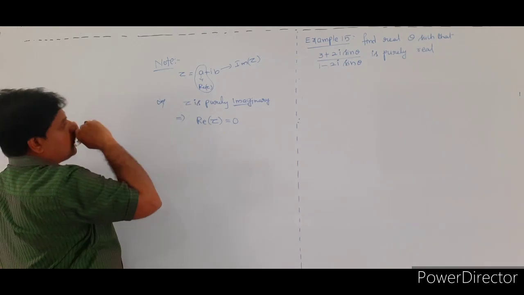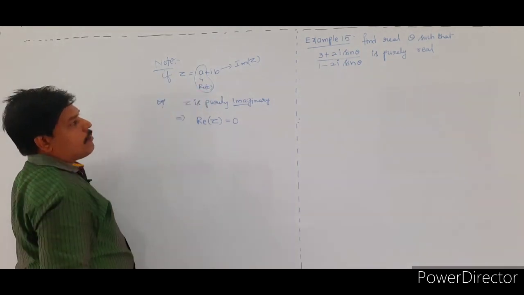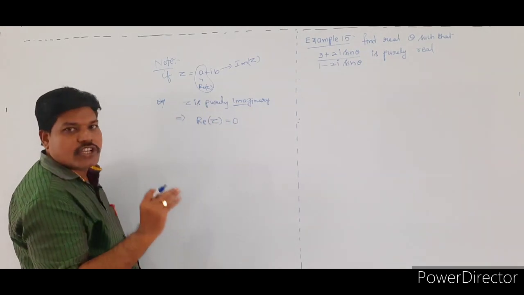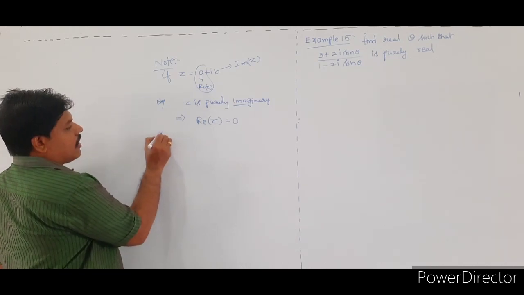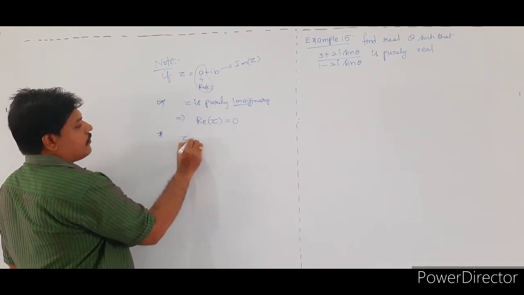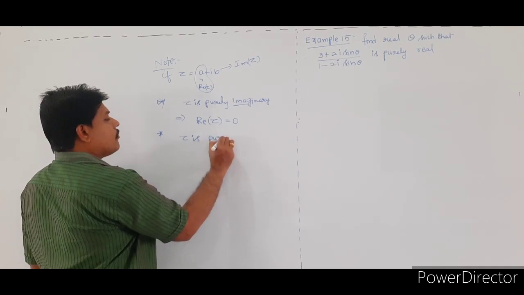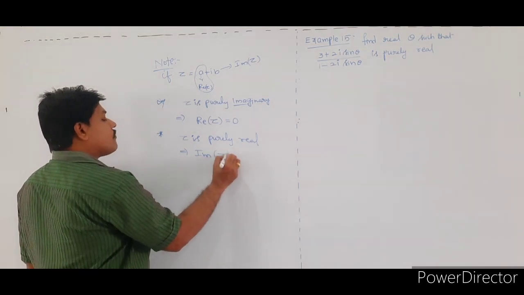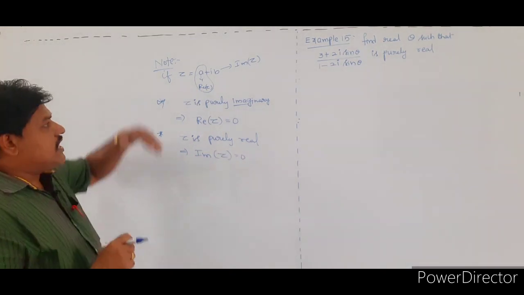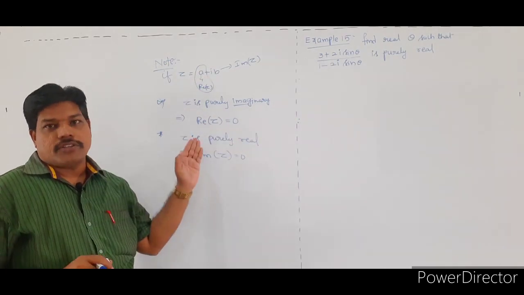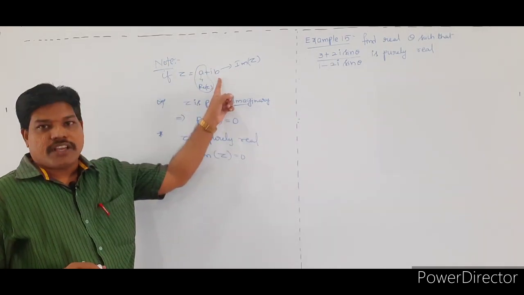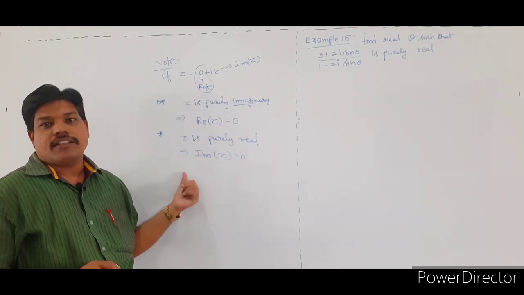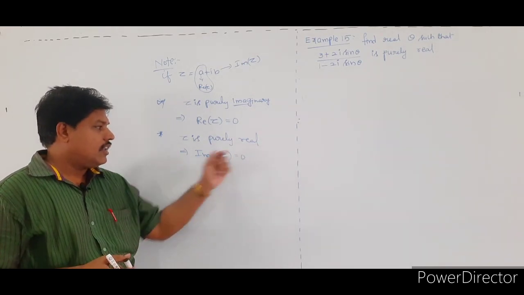So write down these note points. If z is equal to a plus ib, z is purely imaginary means the real part of z is equal to 0. Similarly, if z is purely real, it means the imaginary part of z is equal to 0. Z is purely imaginary means the real part is 0, because only the imaginary part is there and the real part is not there. If it is purely real, then the imaginary part is 0.